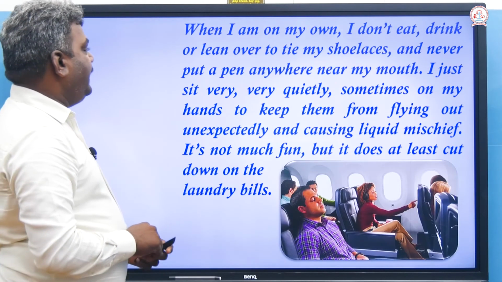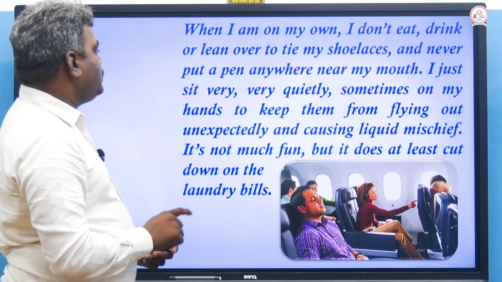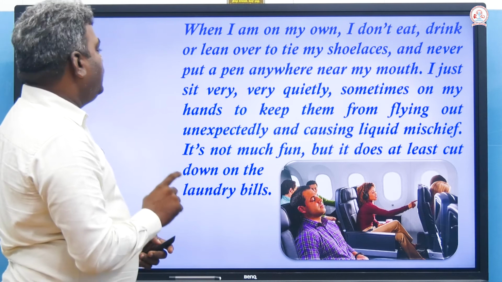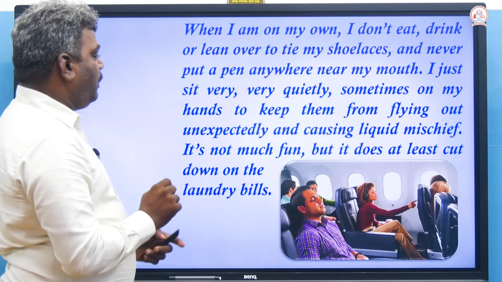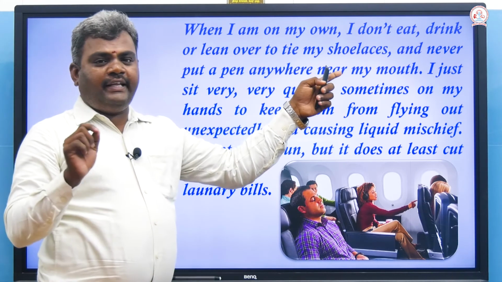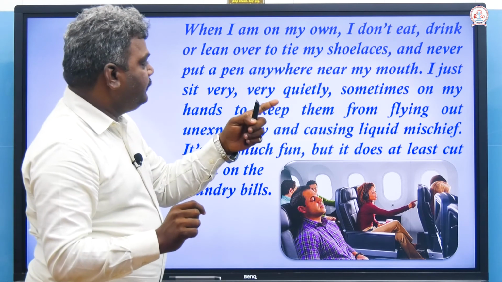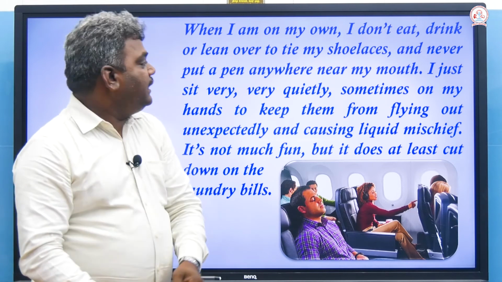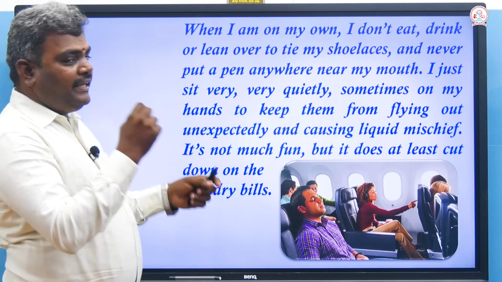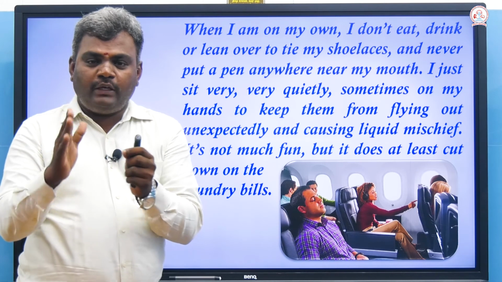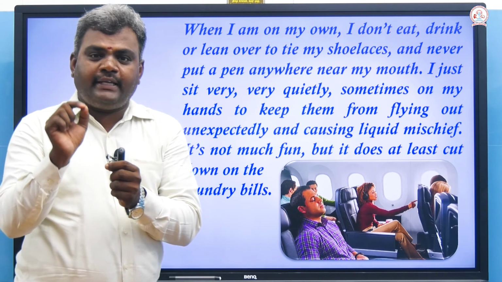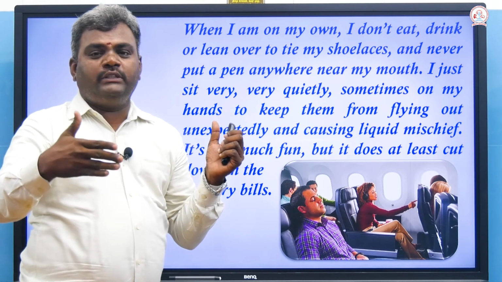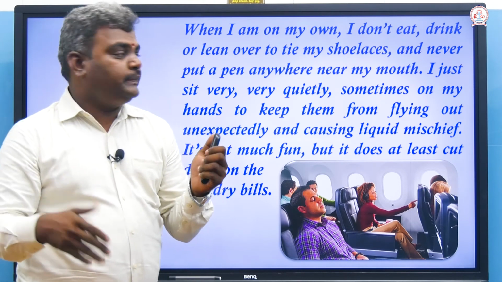Look at this. When I'm on my own, I don't eat, drink, or lean over to tie my shoelaces. And never put a pen anywhere near my mouth, because these are very common things. Eating the food, drinking water, leaning to tie the shoelace, and the pen, because these are activities everyone can do, even a 5-year-old boy can do. But even though he is more than 40 years old, he is not able to do them.